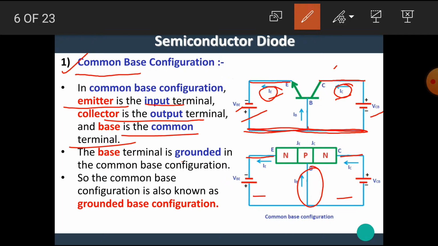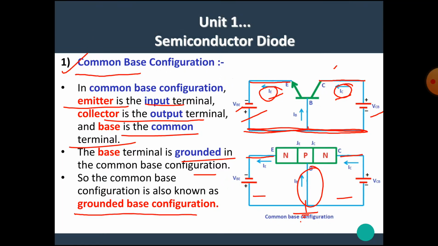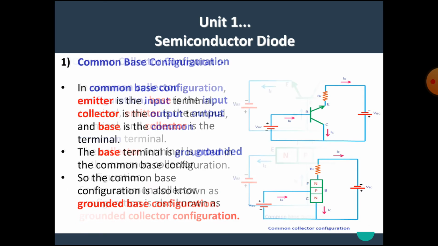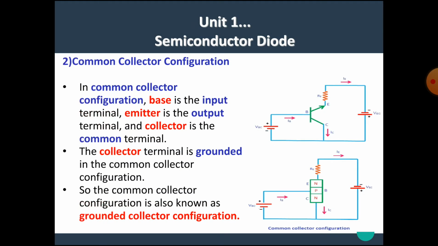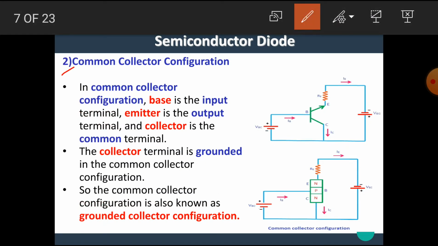The base terminal is grounded in the common base configuration, so the common base configuration is also known as grounded base configuration. I hope you all understand the connections of the common base configuration. Let's see once again. As the name implies common base, the base terminal is common between input and the output. The input is emitter and output is collector. Now let's see the next configuration, common collector configuration.